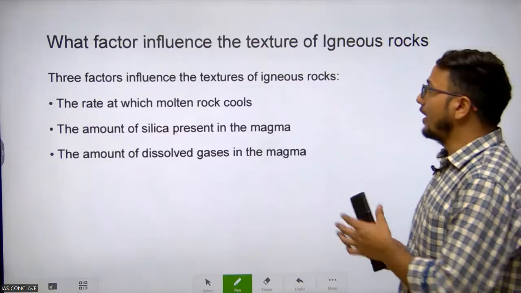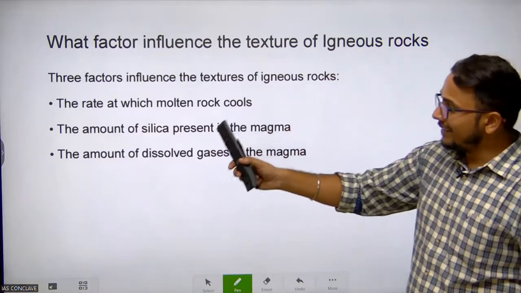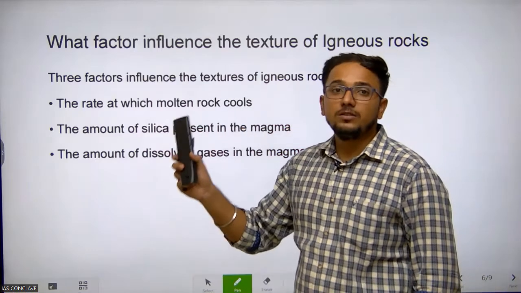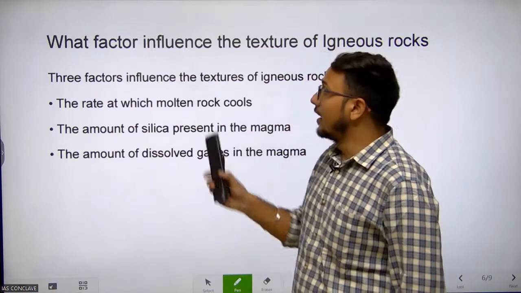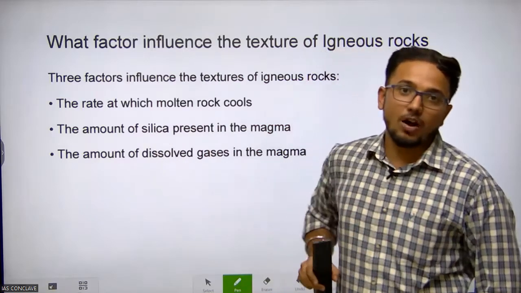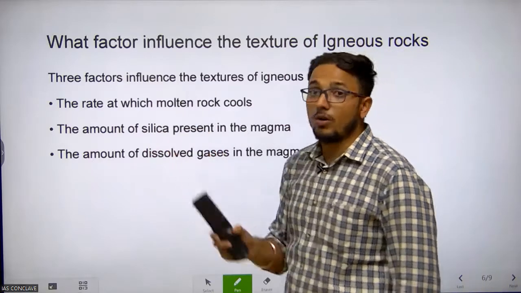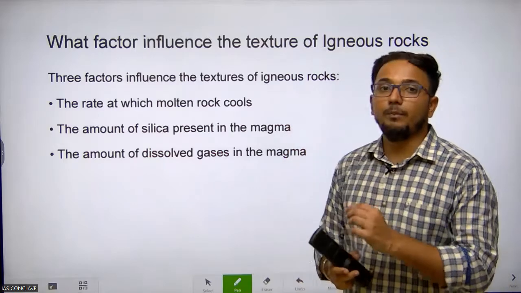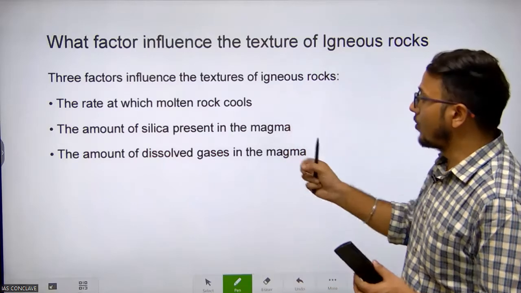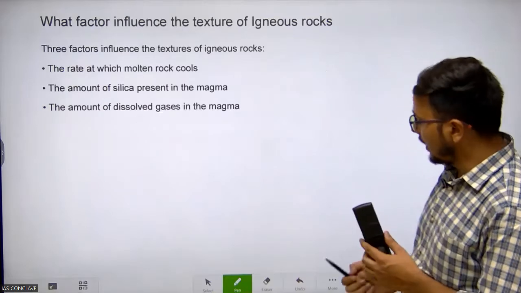Now look at what factors influence the texture of the igneous rock. There are 3 major determinants which determine the textures of the igneous rock. The first one is the rate at which the molten rock cools, the cooling rate. The second is the amount of silica present. And the third one is the amount of dissolved gases in the magma. Now look at them one by one.